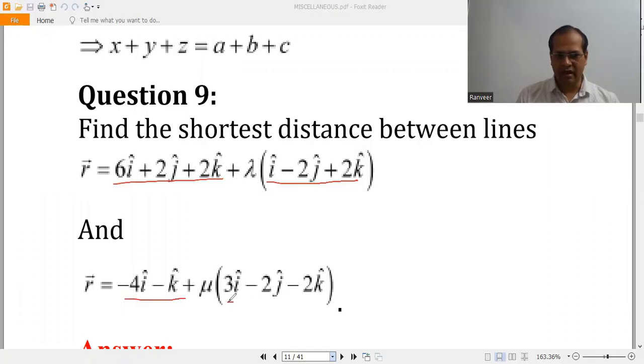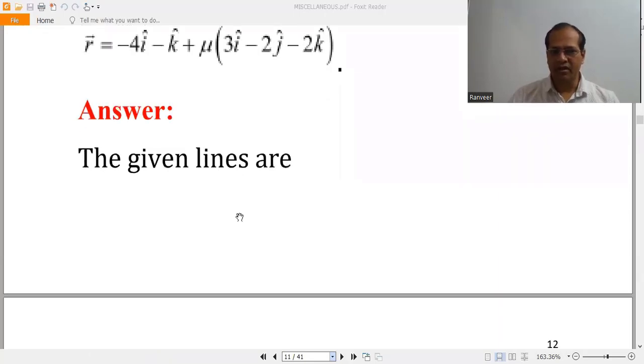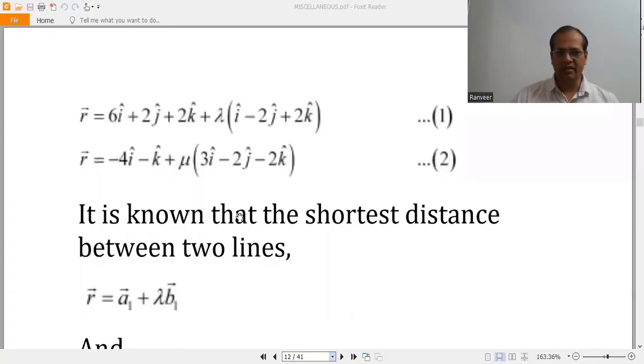This is the other line. So we have to find out the shortest distance between these two lines. Now there is a direct formula for the shortest distance. The two lines are given.